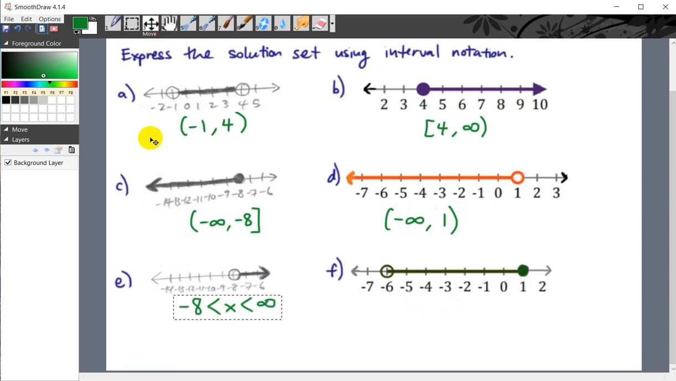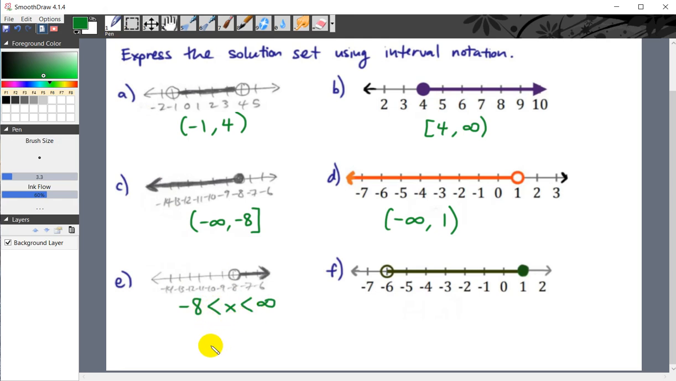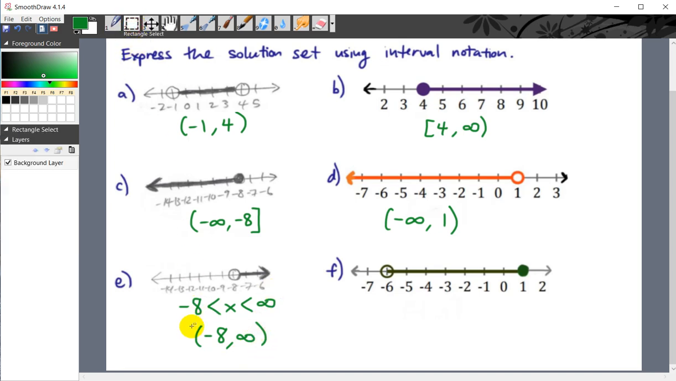And in other words, if we were to bring this all together, this is the same thing as the interval notation from -8 to infinity with parentheses. Okay, so that's generally how you would do that.